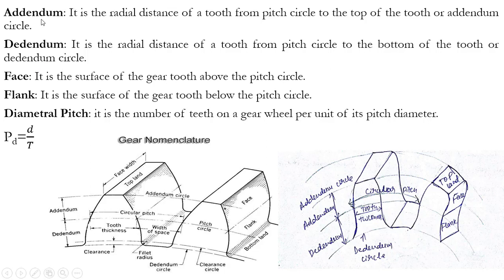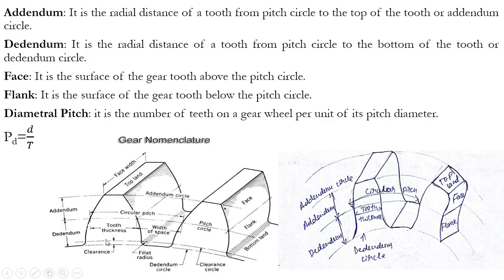So next let us come to this addendum. I have shown addendum here. You can see here, this thickness is called the addendum. Let us see what addendum is. It is the radial distance of a tooth from the pitch circle to the top of the tooth, or up to the addendum circle. You can see here, I have written addendum circle. In this diagram also I have shown this circle as the addendum circle, and the one below, you can see here, I have shown as the dedendum circle.